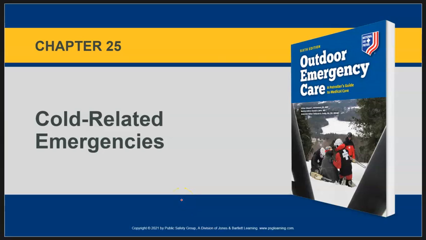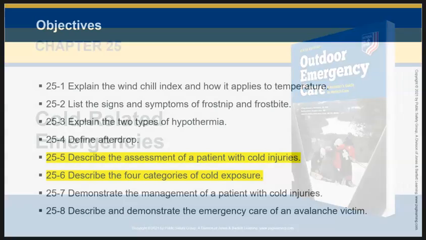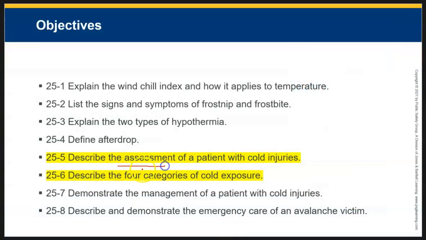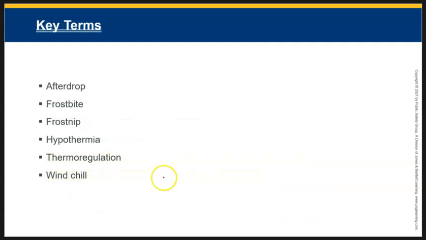This video continues Chapter 25 of OEC 6. We want to look at the assessment of patients who may have a cold injury. And so we'll focus on that assessment and we'll categorize 4 types of cold exposure. So again, a couple of terms that we'll see here is we'll talk a lot about frostbite and we'll talk about hypothermia and categorizing that very carefully.